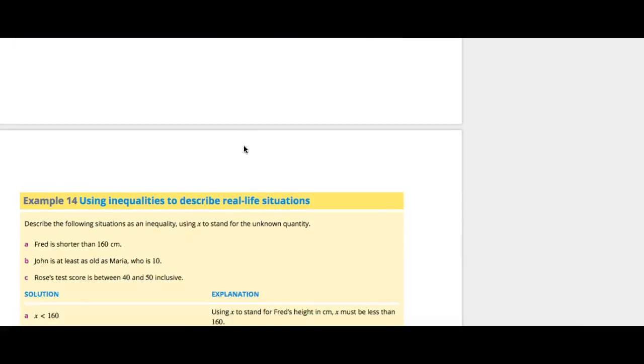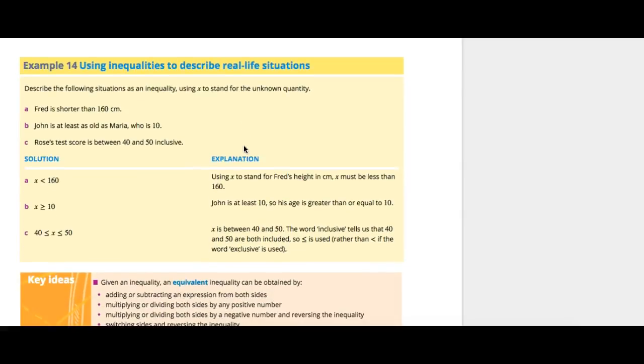Okay, so let's have a look at some real life situations. Describe the inequality for each of these. Fred is shorter than 160. So if Fred represents x, he has to be less than 160.